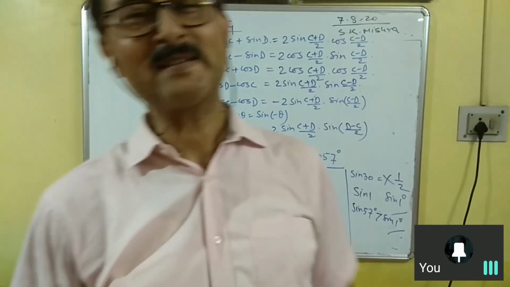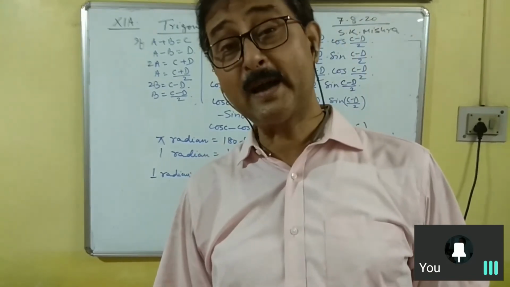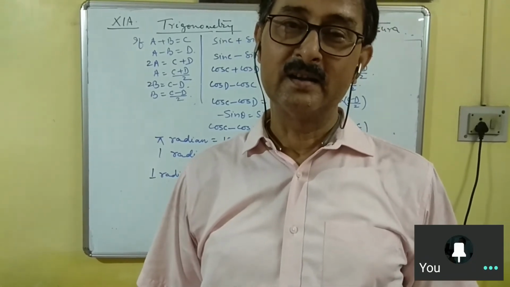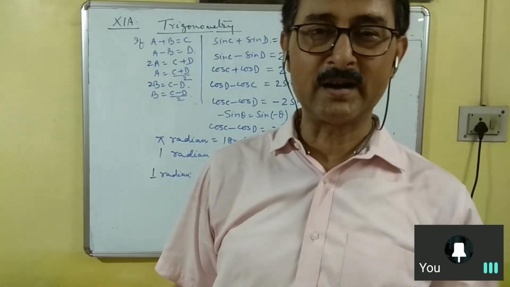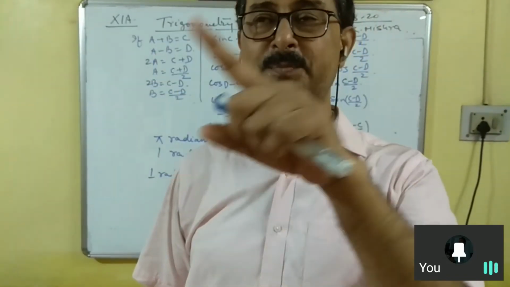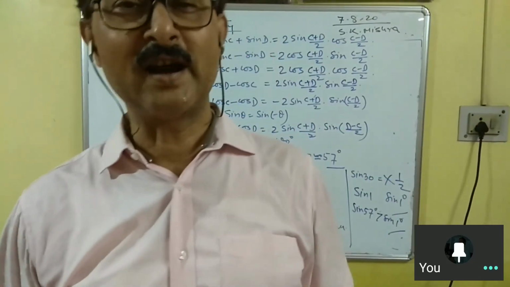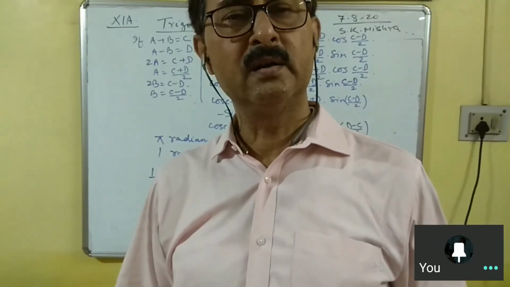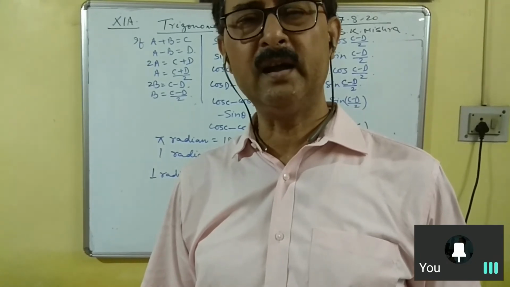Sin 90 plus theta is cos theta. Sin 90 minus theta, again cos theta. Cos 90 plus theta is minus sin theta. Cos 90 minus theta is sin theta. Accordingly, the sign depends on the quadrant, first, second, third, fourth. In which part it will be positive or negative, you have to study yourself. I think in class 10 standard it is there now.